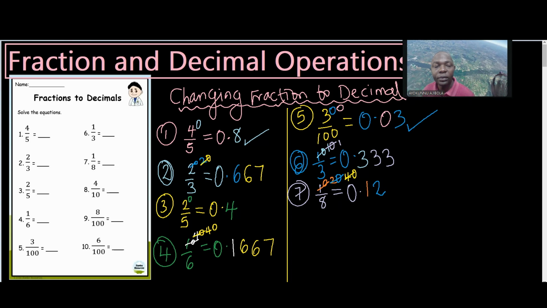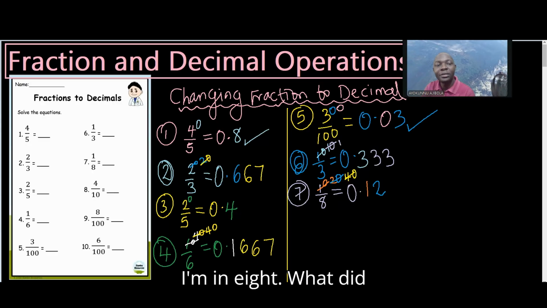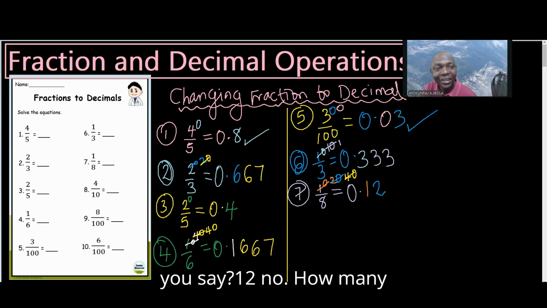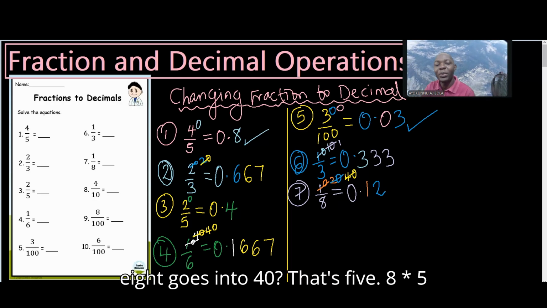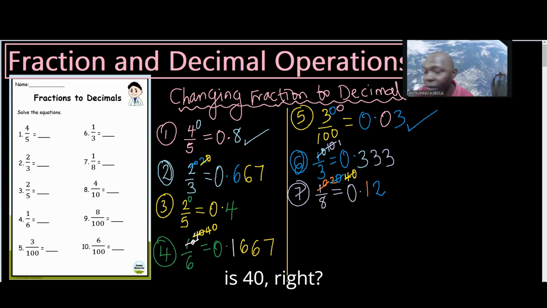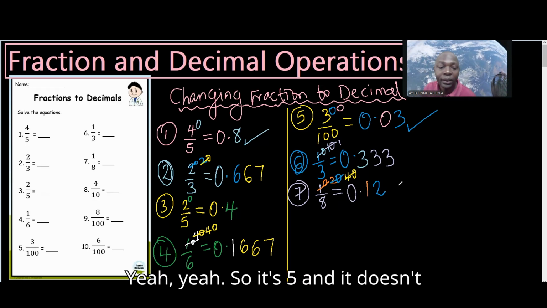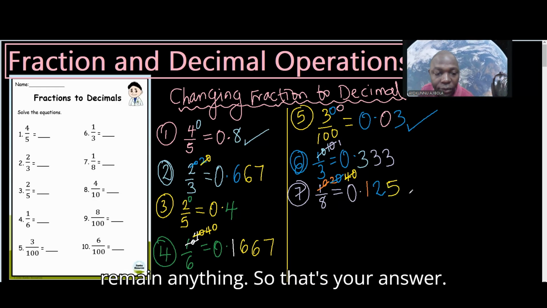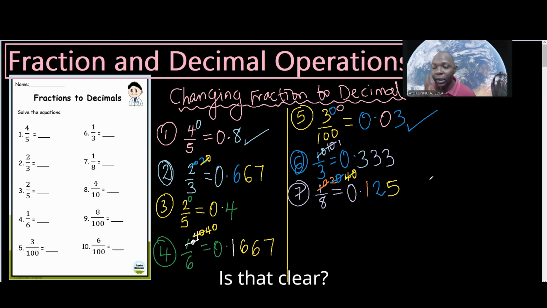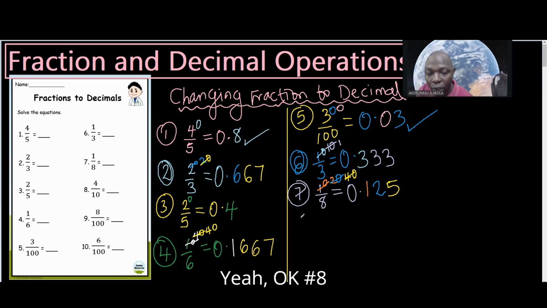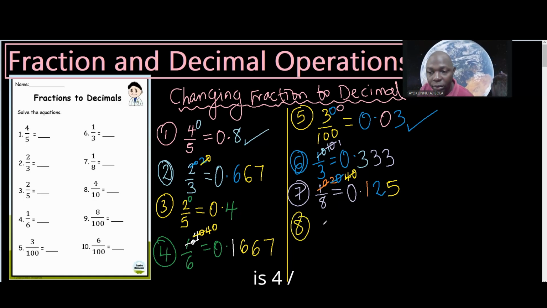Now do this one. 40. Miggy, how many 8 goes in 40? That's 5. 8 times 5 is 40, right? So it's 5, and it doesn't remain anything, so that's your answer. Is that clear? Okay, number 8 is 4 over 10.